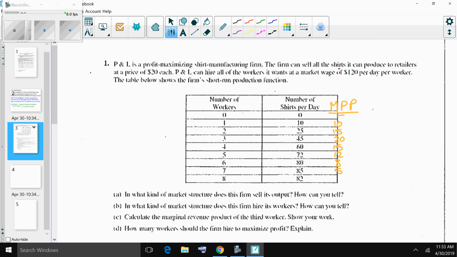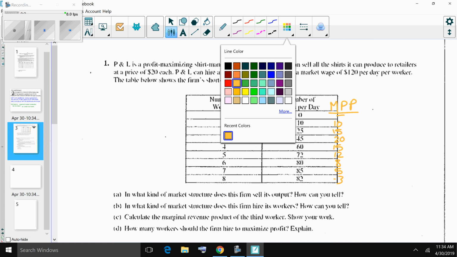80 to 85 is 5. 85 to 82 is going to be minus 3, right? Make sure I did my math right. Yes, okay. So there's our marginal physical product, our marginal productivity. The next step is to find our MRP. To find MRP, we can do change in total revenue, or because it's perfect competition, we can do MPP times MR. Both will answer the question.